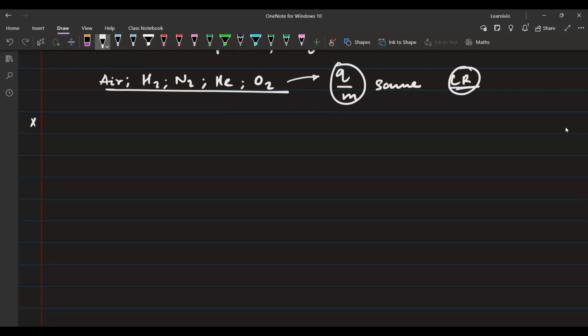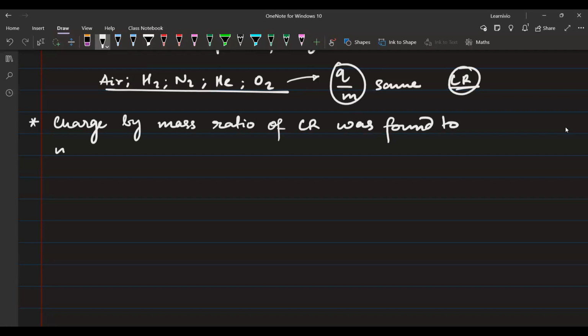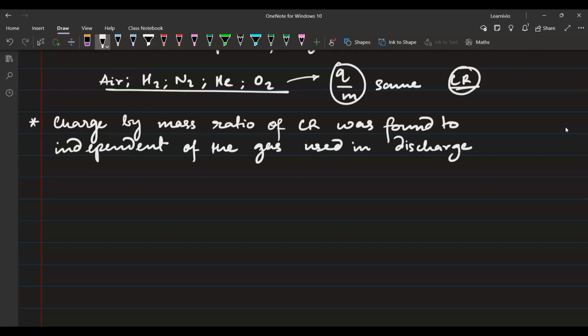Right. So the next point we are going to write: charge by mass ratio of cathode rays was found to be independent of the gas used in the discharge tube. Okay? Now you write the following.